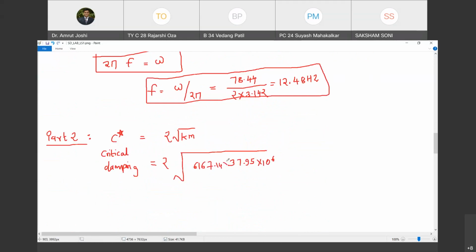6167.14, this multiplied by this. So can you tell me the value of critical damping? It is going to be 2 into square root of 6167.14 into 37.95 into 10 power 6, bracket complete. So if I'm correct, it turns out to be 967,559.7.